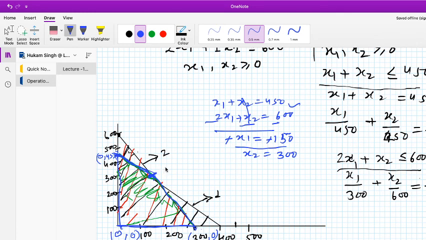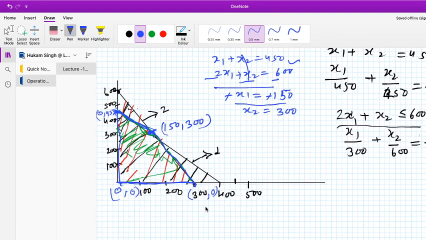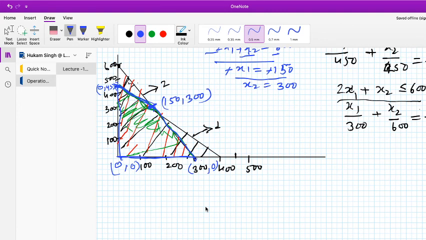So this is going to be the point 150, 300, okay. So now we have to find the value of the objective function at each and every corner point, and we'll select the point that gives us the maximum value of the objective, okay. So let me plot a table here. So our objective z equals 3x1 plus 4x2, and here we're going to write the points, okay.